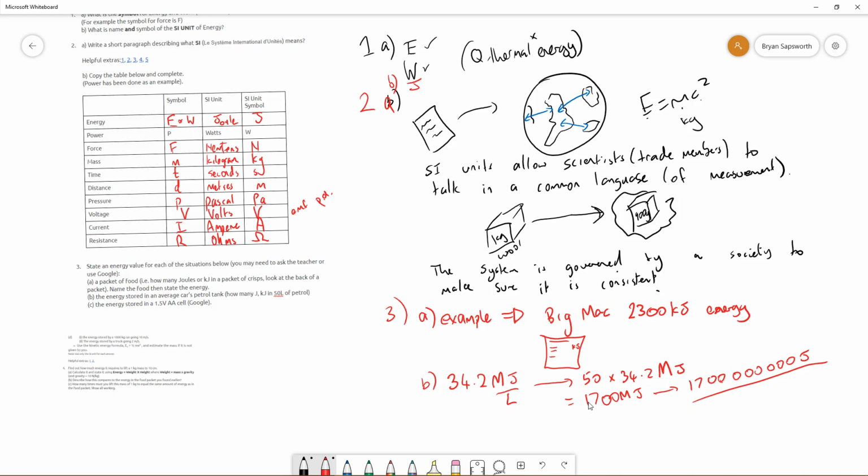The next one, C, the energy stored in a 1.5 volt AA cell. So that's your, or should we say battery there, sorry. So that is your normal AA battery. So having a look at this one, if you look it up, you usually get around about, let's say, 2.5 to 4 watt hours.